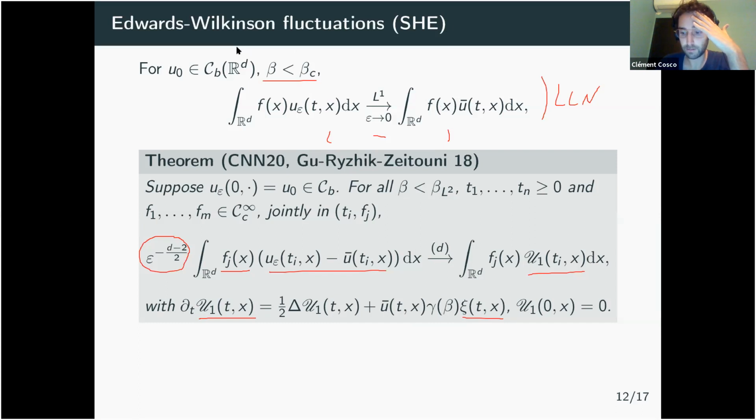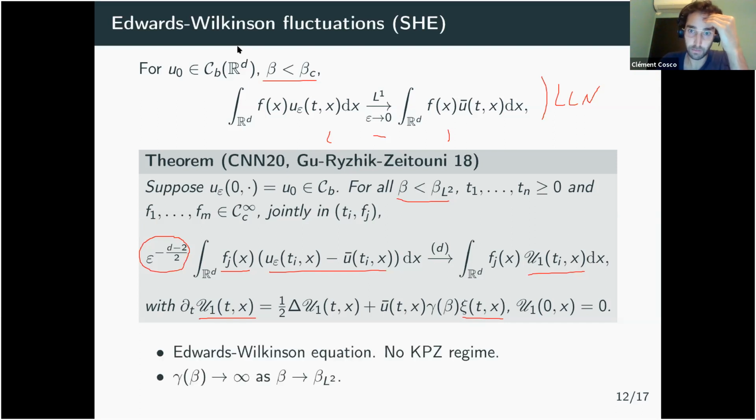And in particular, it's much different from what happens in dimension 1, where the stochastic equation with multiplicative noise appears when you take the limit of u epsilon. Here in this whole beta L2 region, what you see is not the KPZ type of universality class. So for those who know more about this.